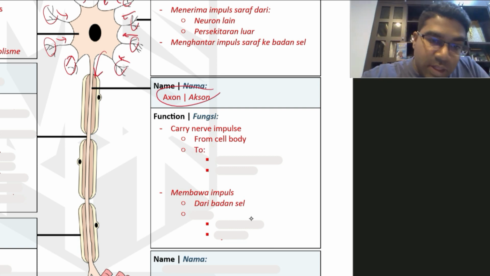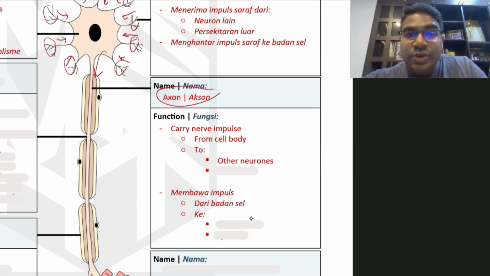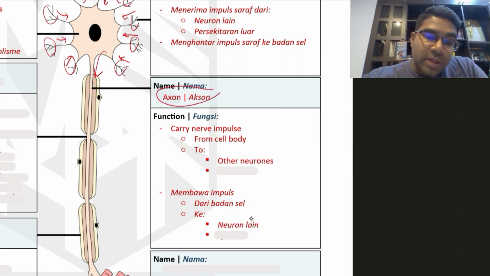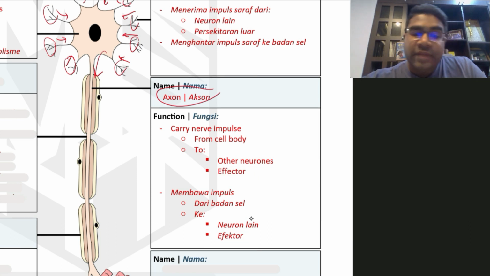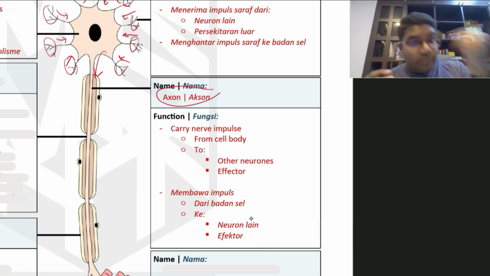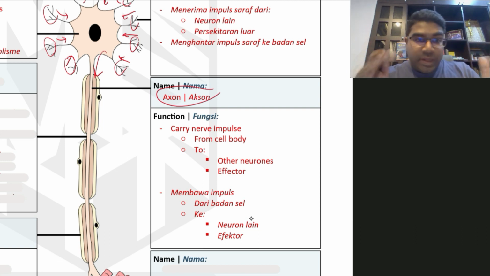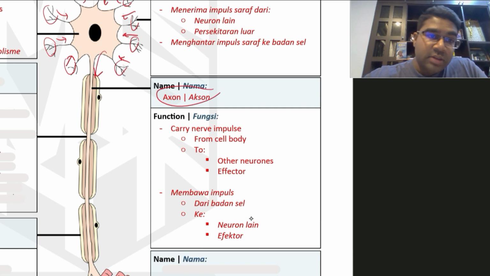Okay, so it takes it to kepada two places again, either other neurons, neuron yang lain, dia membawa ke neuron yang lain, ataupun kepada effector, to the effector. Kalau nak tahu apa itu effector, boleh tengok video saya sebelum ini ya, 12.1, 12.2. You can see my video before this one, what is effector for 12.1, 12.2. Alright, you look at my biology playlist.